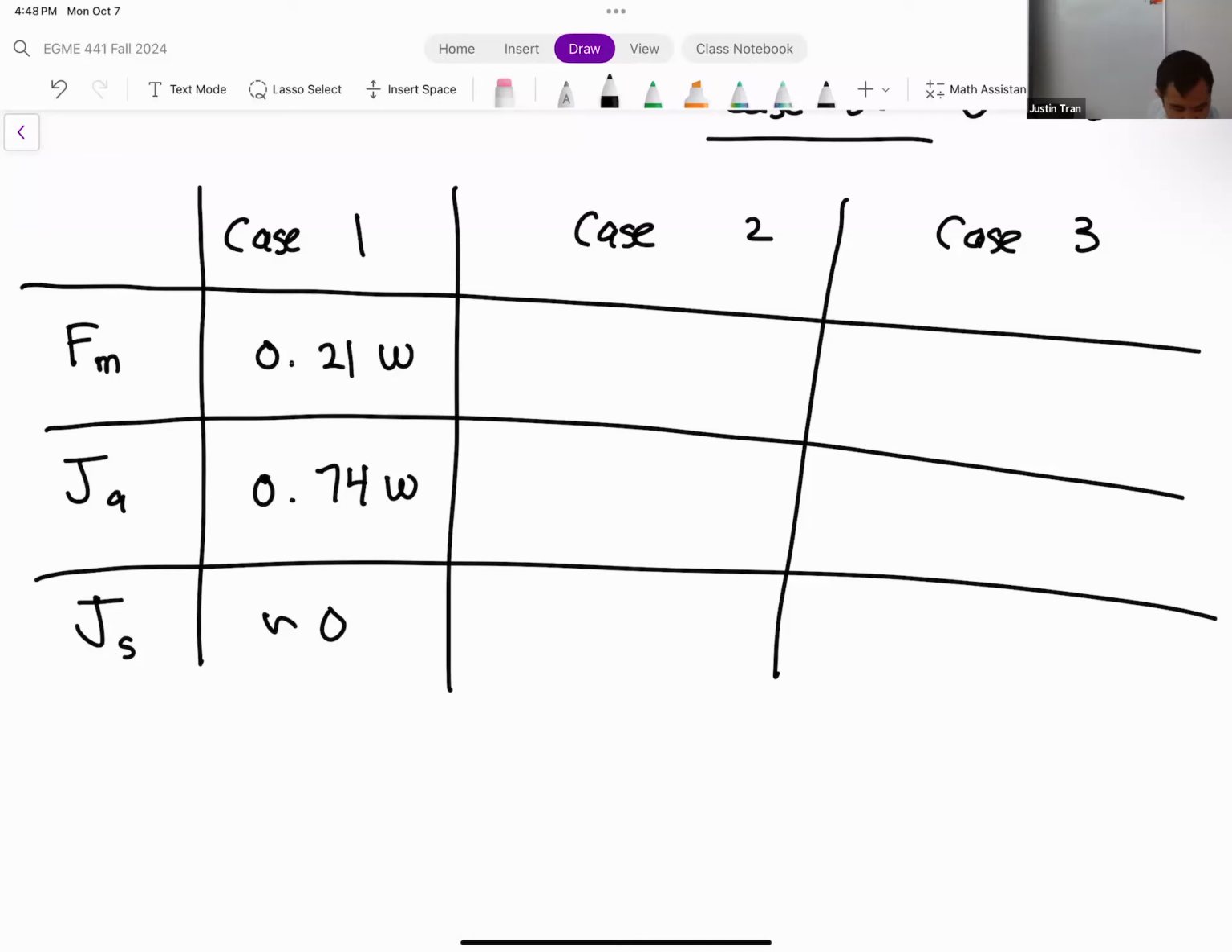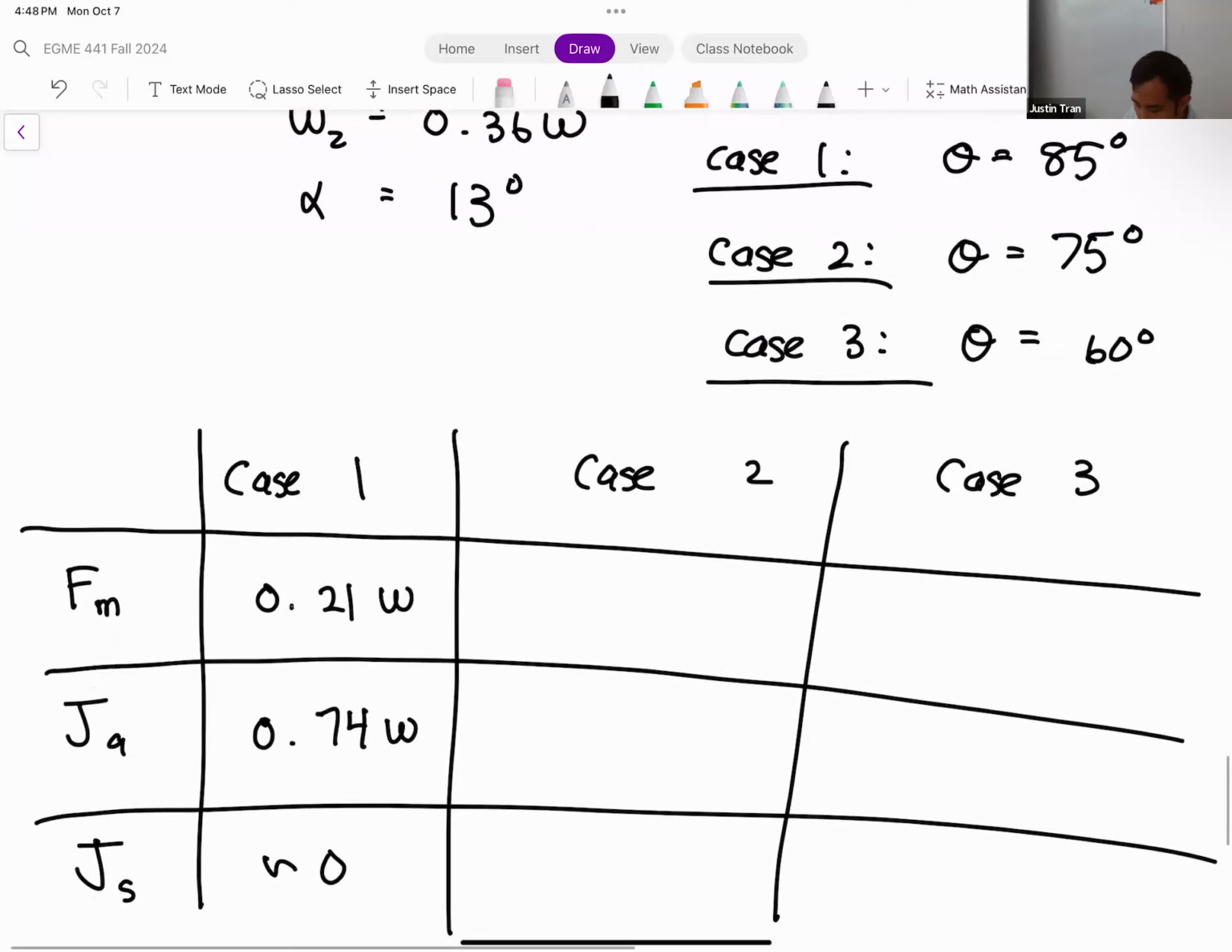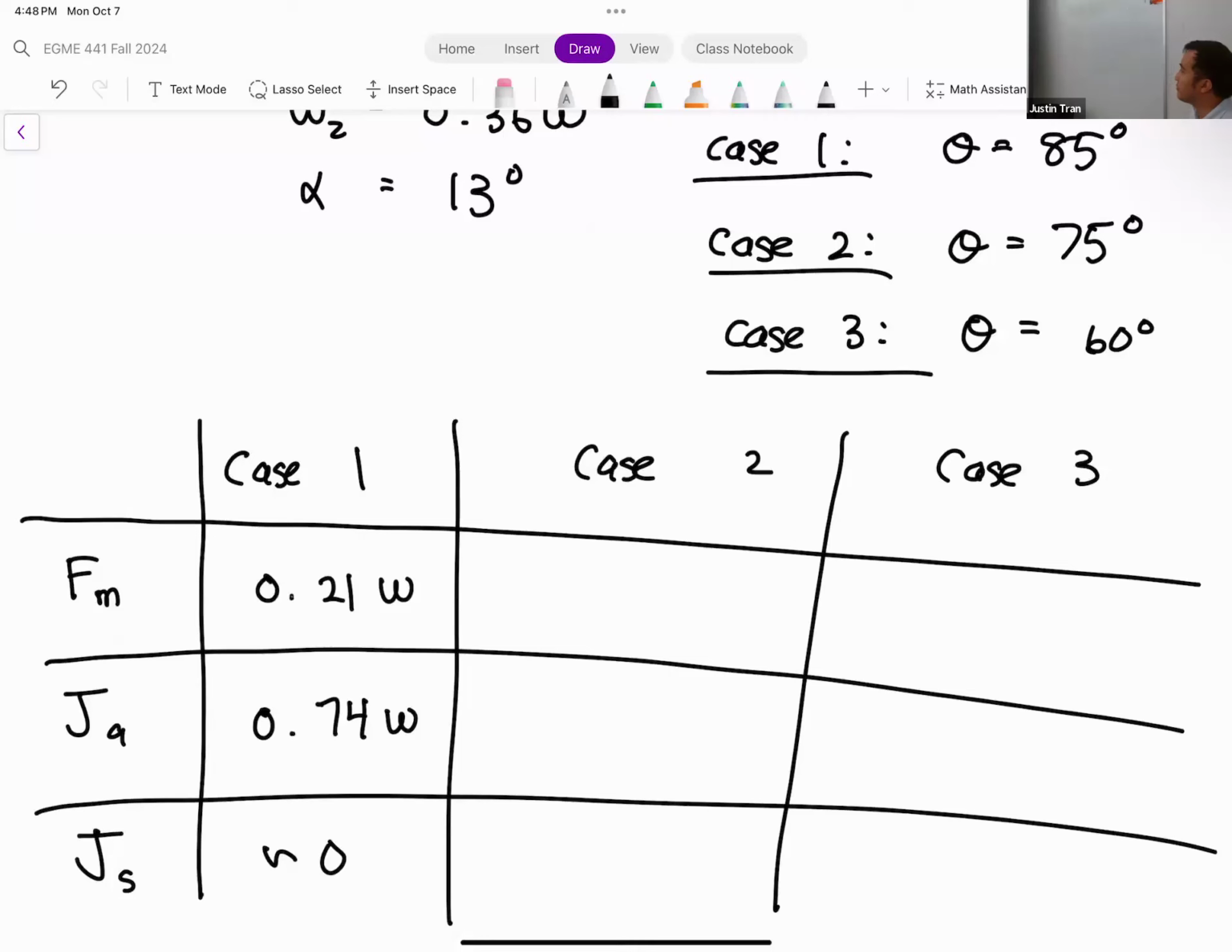Okay, let's look at case two. We've only rotated 10 degrees, from 85 to 75 degrees. But even that small rotation is going to cause a big difference in the results. The muscle force required for even that slight rotation is almost 3 times as much. So your spinal erector muscles are working 3 times as hard, even for a very slight rotation of your back.